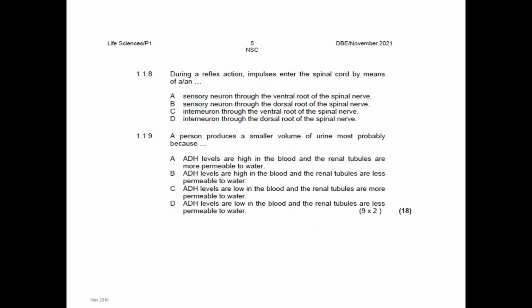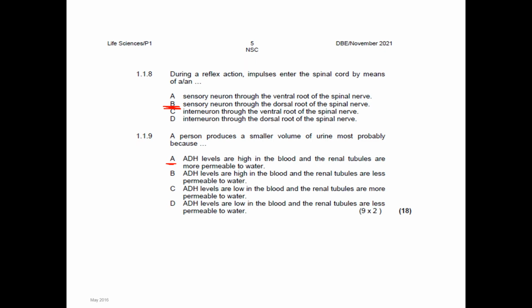Right. 1.1.8. During a reflex action, impulses enter the spinal cord by means of, now we know, the dorsal root of the spinal nerve. That's where the neurons enter, and it enters via the sensory neuron. So the answer is B. 1.1.9. A person produces a small amount or volume of urine because. Now, if there's a small amount of urine, that means more water is reabsorbed in the blood, and that's because the ADH levels are higher. So your answer is A.